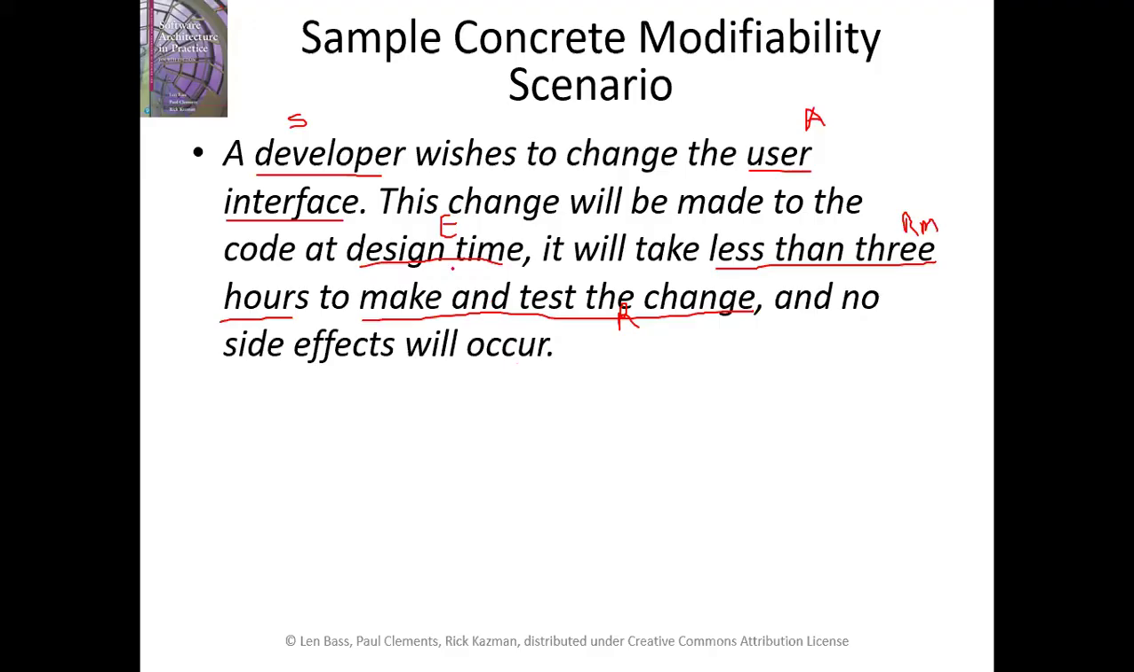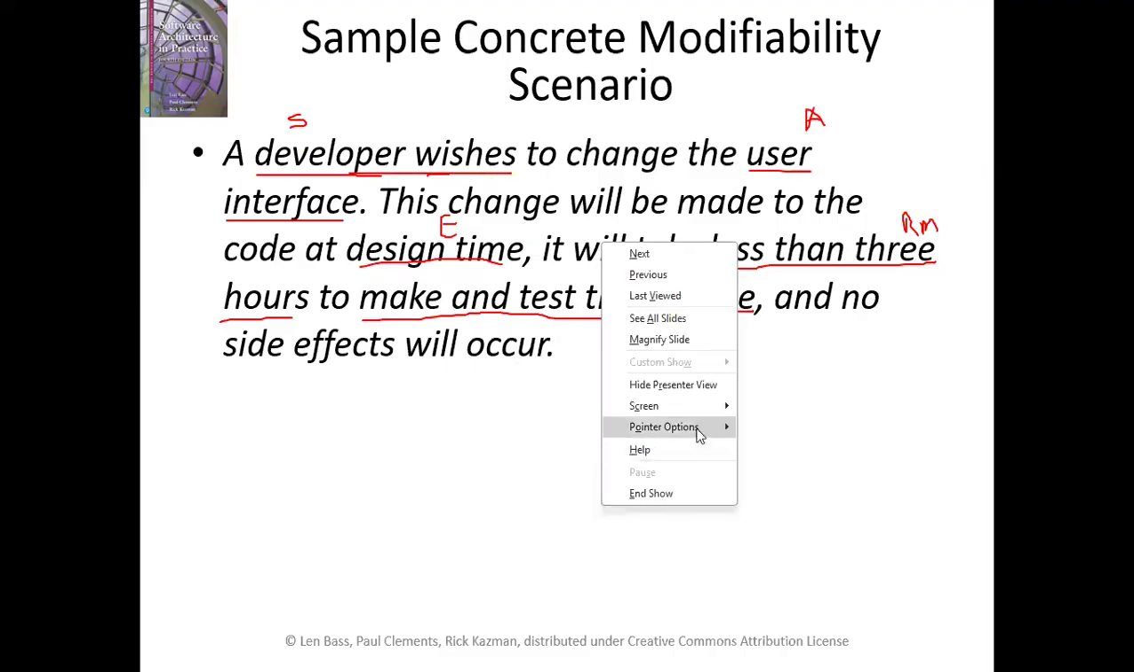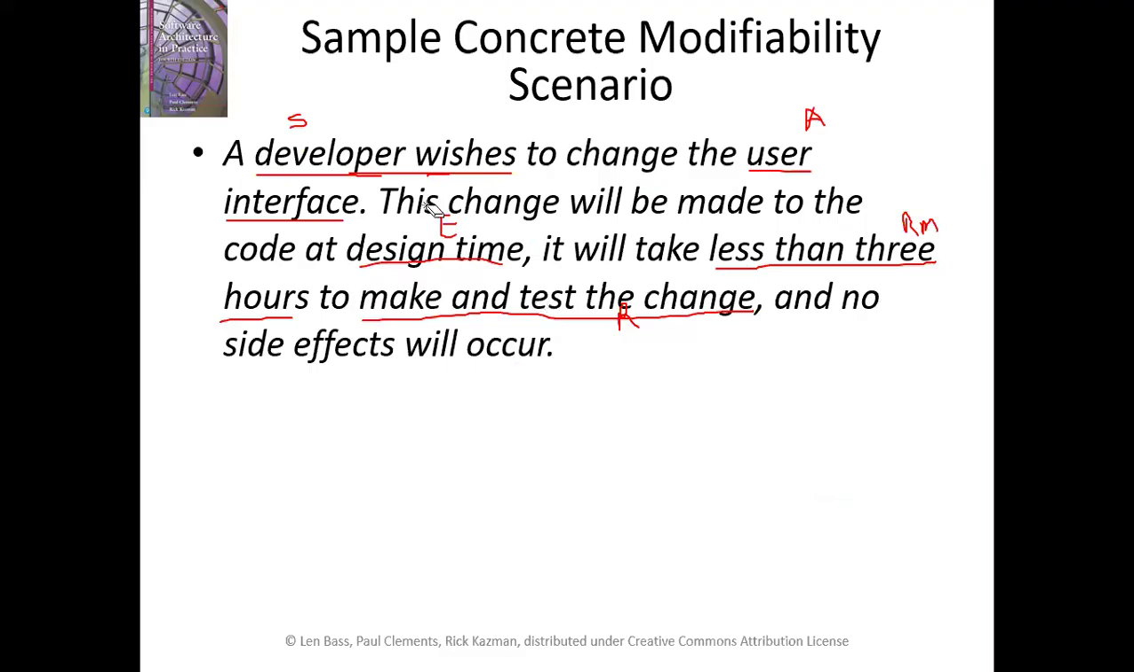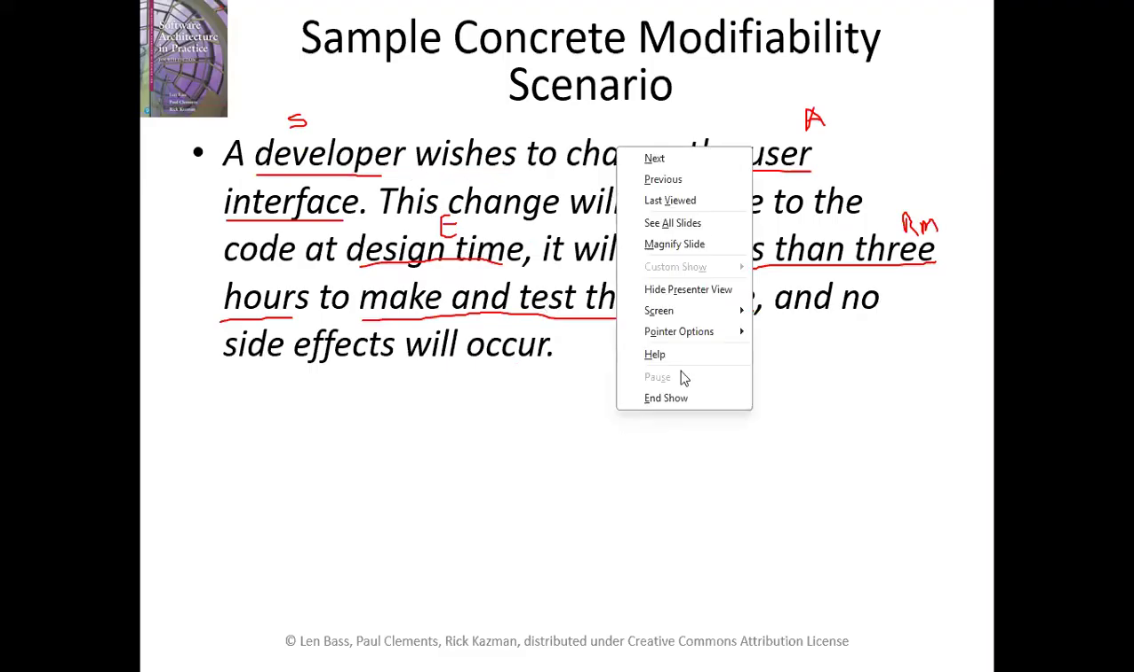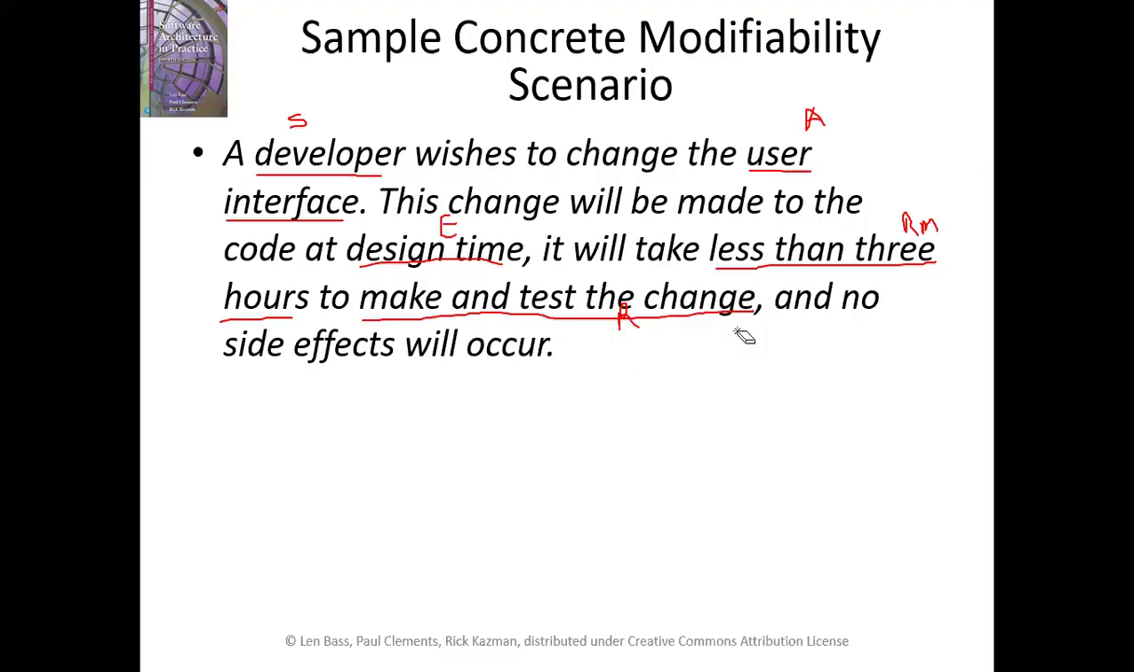And so what else do we need? A software developer wishes to change the user interface. The change will be made. Okay, the stimulus is that the software developer wants a change. So it's just a wish. So we can just say the stimulus is a wish.